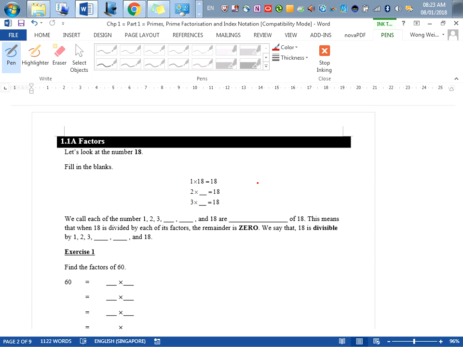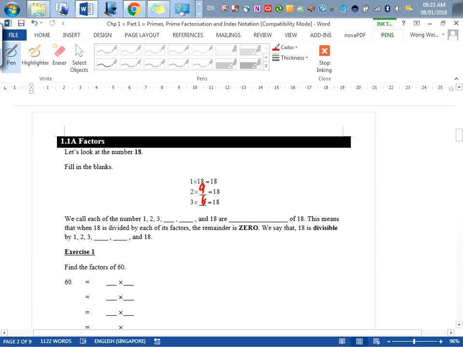So, can somebody please tell me what should go into the first blank? 2 times what equals 18? Okay, 2 times 9. Easy, huh? What about the second blank? 3 times? 3 times 6 equals 18. Okay, very good.